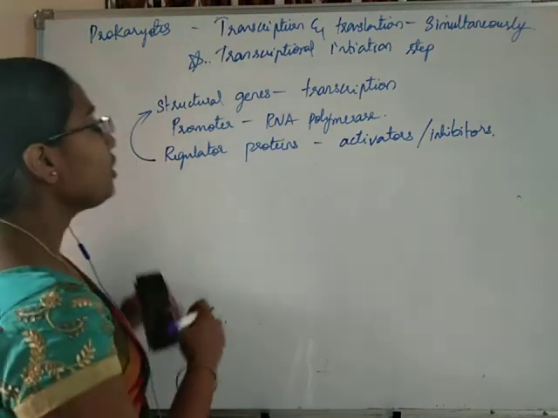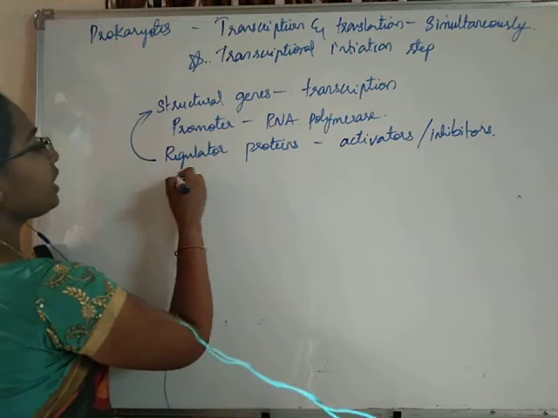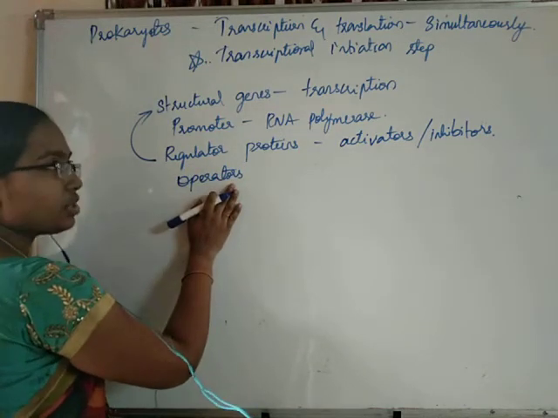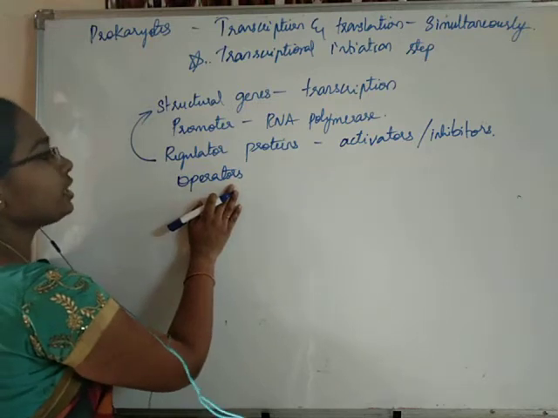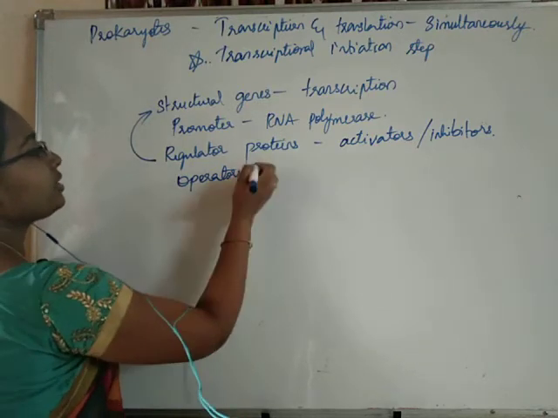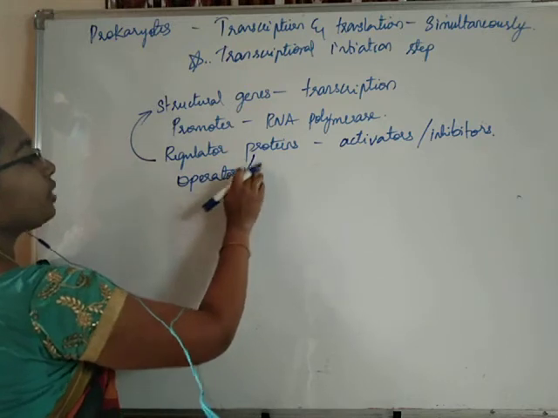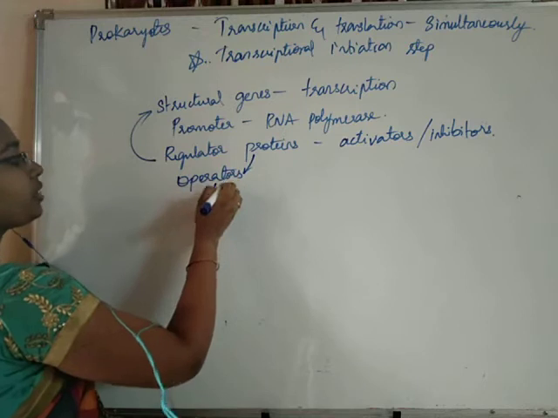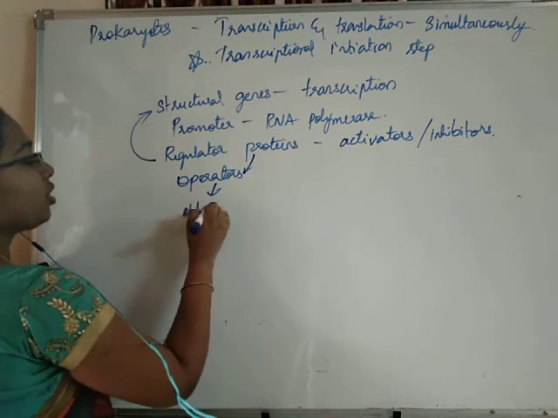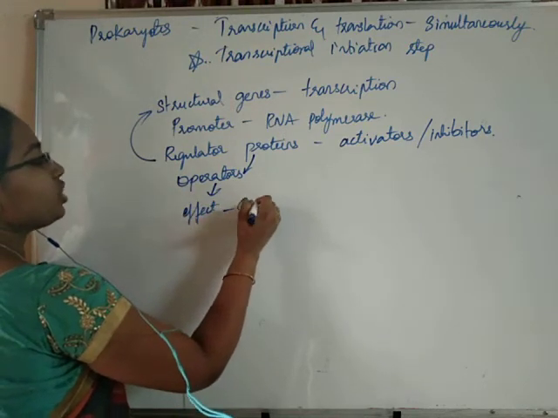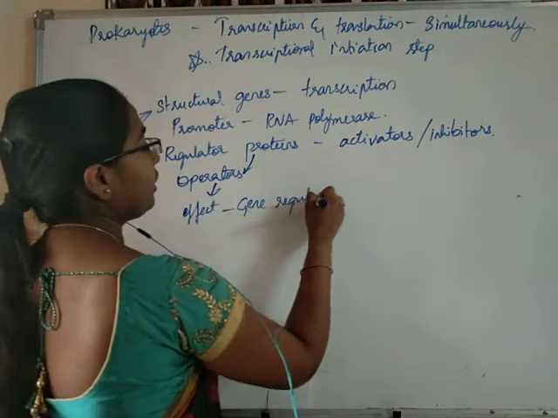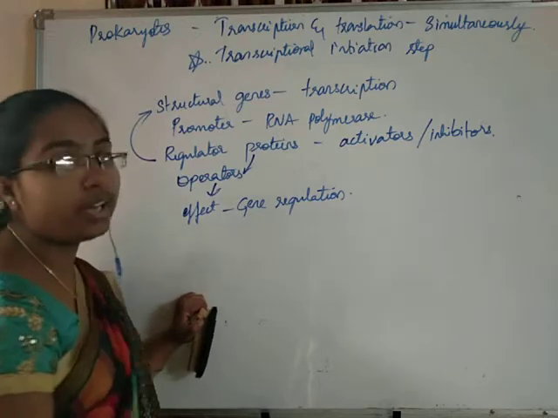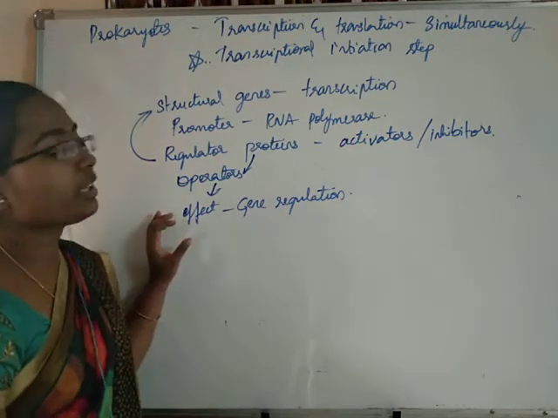On the genes there are some regions called operators. To these operators the regulator proteins will bind, and when the regulator proteins bind to these operators, the effect is gene regulation, regulation of gene expression. So in this way gene regulation is done.